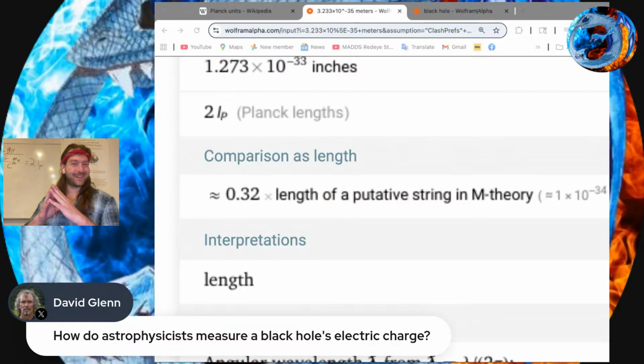David is asking, how do astrophysicists measure a black hole's electric charge? That's a very good question. To my understanding, they don't.